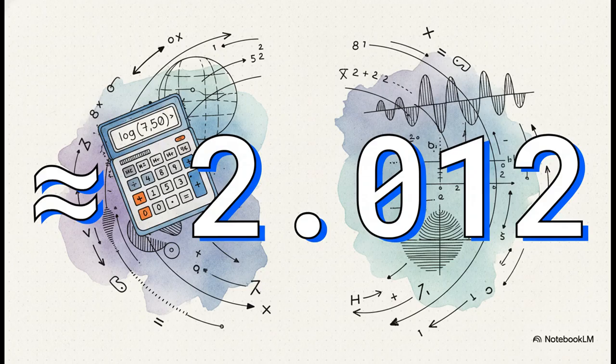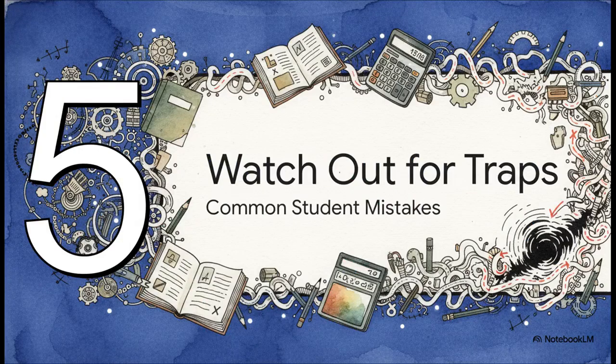Now, let's quickly check our work. Is 7 raised to the power of 2.012 roughly equal to 50? Go ahead, punch it in your calculator. It is. See, we just solved for a log base that isn't even on the keypad. How cool is that? Now, this formula is incredibly powerful, but it's also really easy to make one simple mistake.